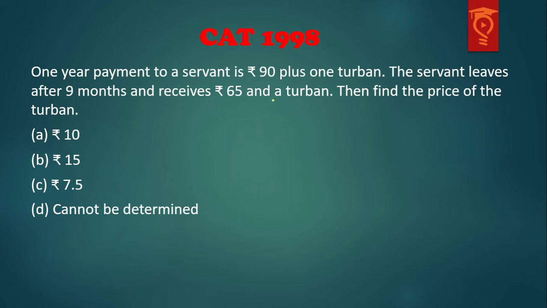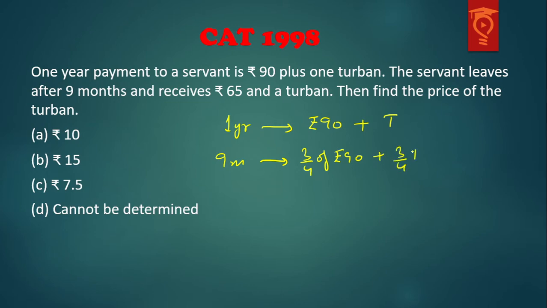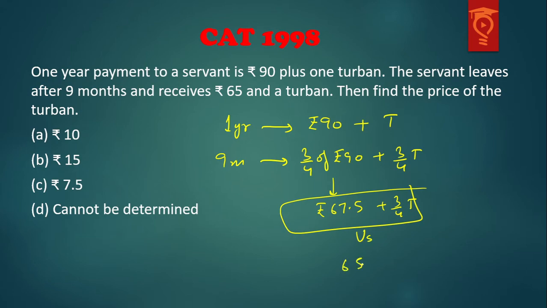Okay, so if in 1 year he gets 90 rupees cash plus a turban, then in 9 months he should get 3 by 4 of 90 rupees plus 3 by 4 of a turban. I mean, theoretically, he should get 3 by 4 of a turban, although practically it does not make any sense. But let us say on paper, he should get 3 by 4 of a turban and 3 by 4 of 90 rupees, which is actually 67.5 rupees plus 3/4 of a turban. What he actually got was 65 rupees plus 1 turban.